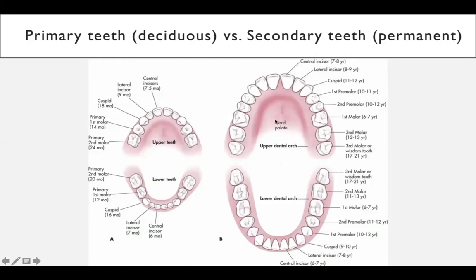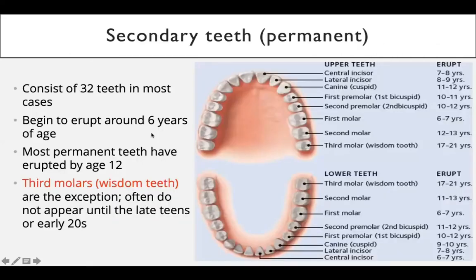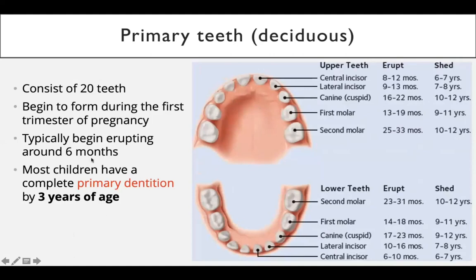32 teeth, upper dental arch, lower dental arch, and then these are the ages. You do not need to remember all of them, but these markings: the age, 6 years start, 12 years end, 32 teeth, and the last come in the 20s. Then these 20 primary teeth at 6 months start from the central incisors. At the age of 3 years they are done, and at 6 years they will stay.